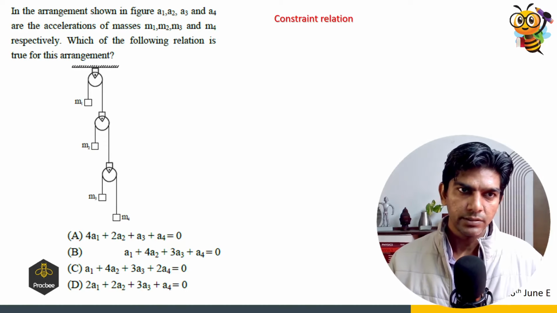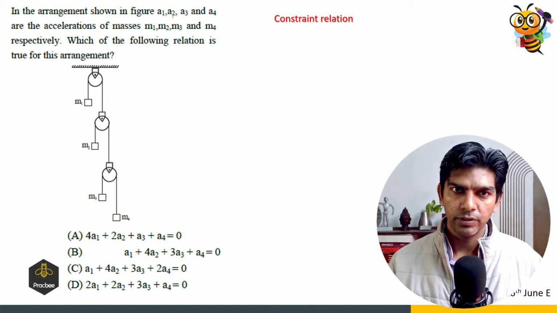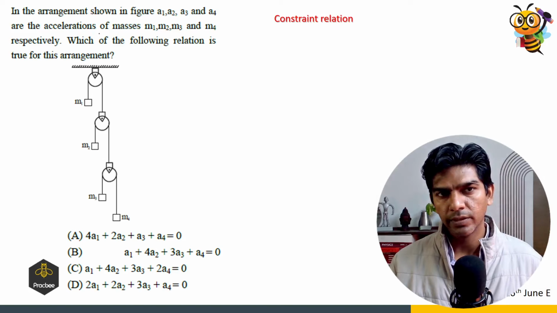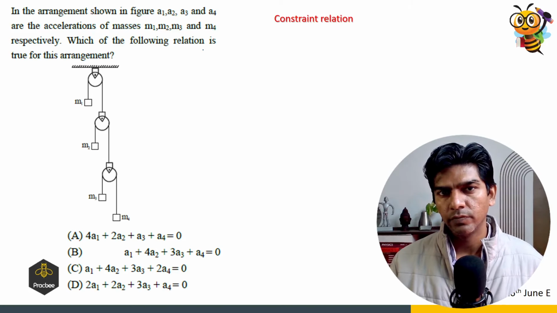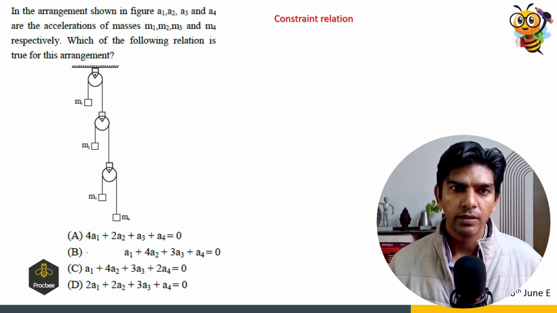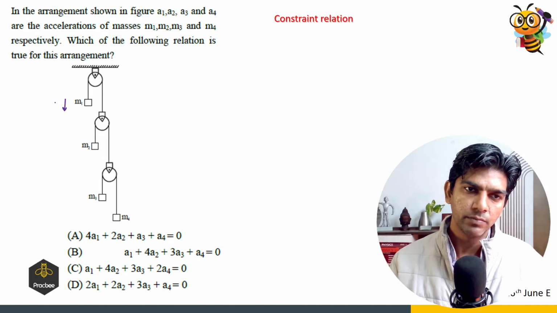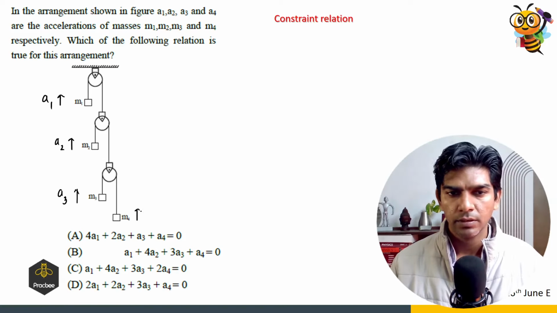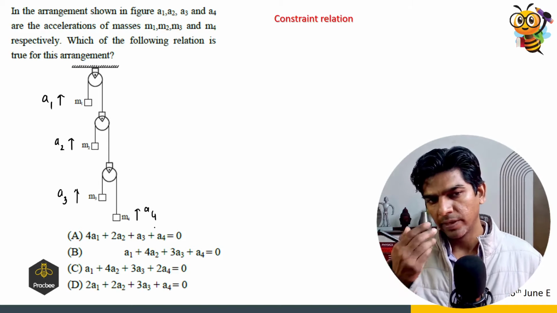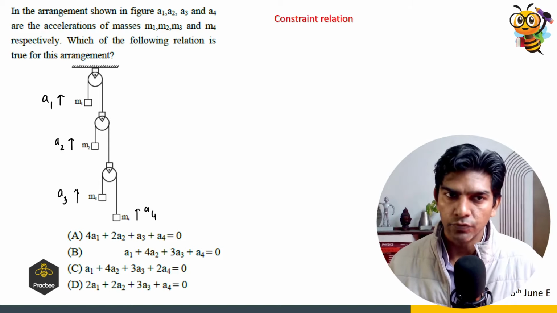Right, so in this case, in the arrangement shown in the figure, A1, A2, A3 and A4 are the accelerations of the masses M1, M2, M3, M4 respectively. Which of the following relations is true for this arrangement? Where accelerations are given, let us say M1 has an acceleration A1 in the upward direction, M2 has an acceleration A2 in the upward direction, M3 has an acceleration A3 in the upward direction, and M4 has A4 in the upward direction, and these accelerations are in the ground frame.